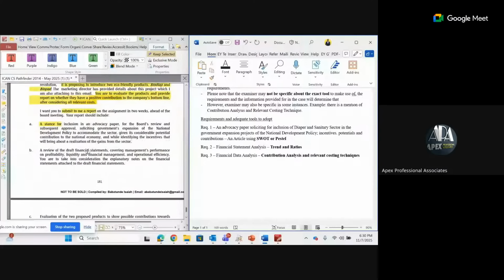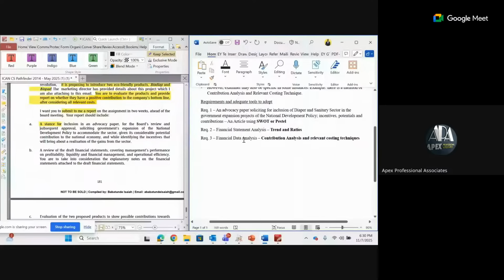Requirement 2 is talking about financial statement analysis. What tool are we going to use? Trend and ratios. You may use one, you may use both, you may use either one of the two, and you may use a combination of the two.